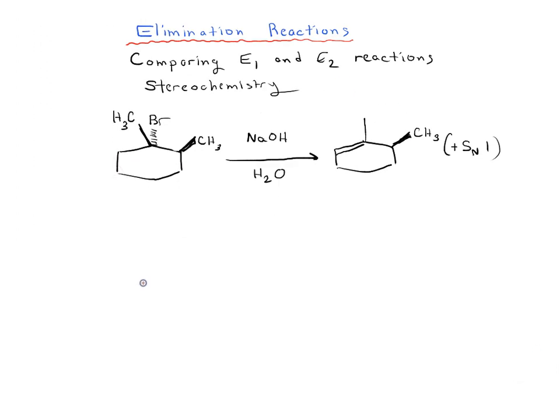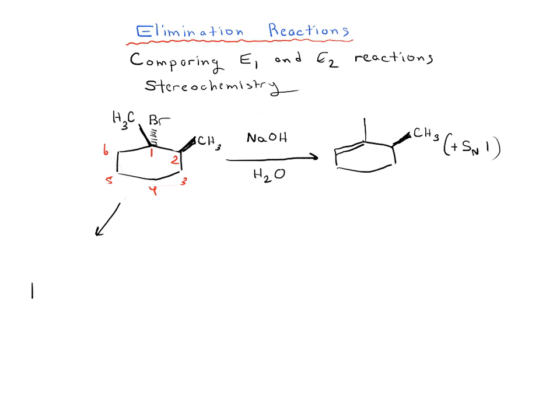The situation is going to be a little bit different. So here we've got our E2, and same substrate, no different than the one we did before, but we're going to get a different product out of this. And the point of this part of the video is to show you why. So let's just do what we did before. Let's number our carbons, as we did, and we can draw in what's going to happen in the E2.